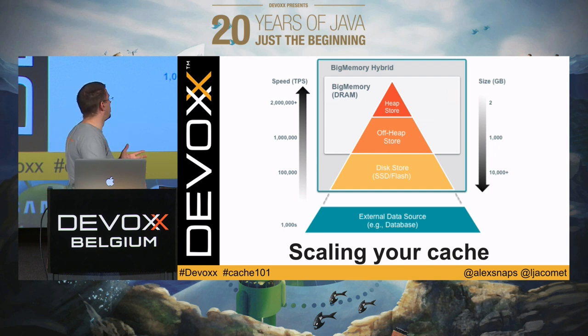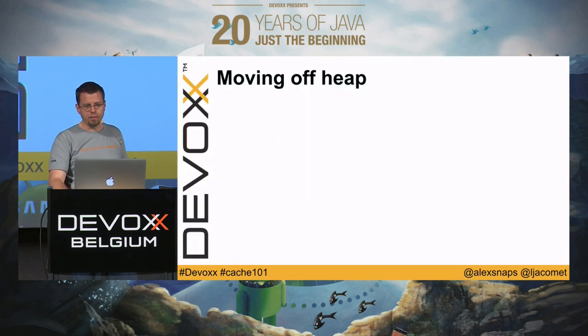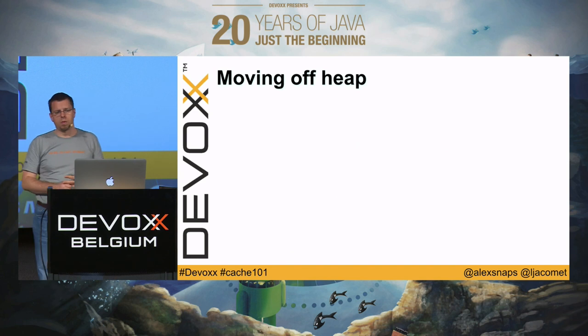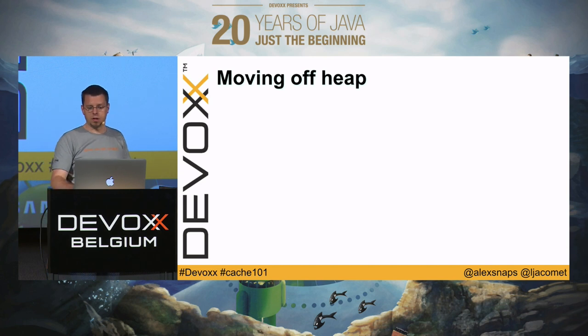That's the case in Ehcache at least. You've got different tiers of storage: heap, off-heap, and then disk. That's one way of scaling up. One thing that was announced earlier this year is that Terracotta open sourced the off-heap implementation.